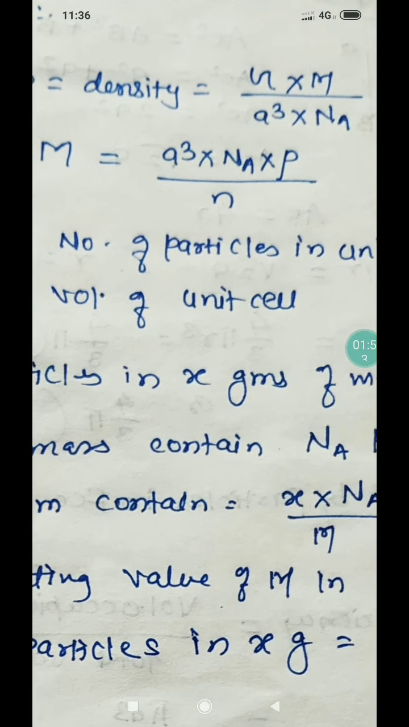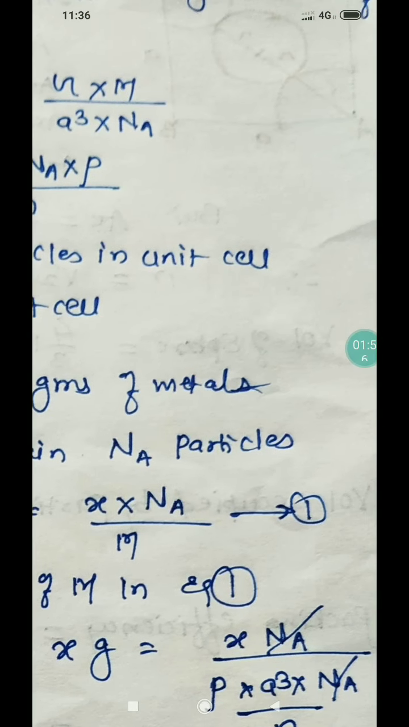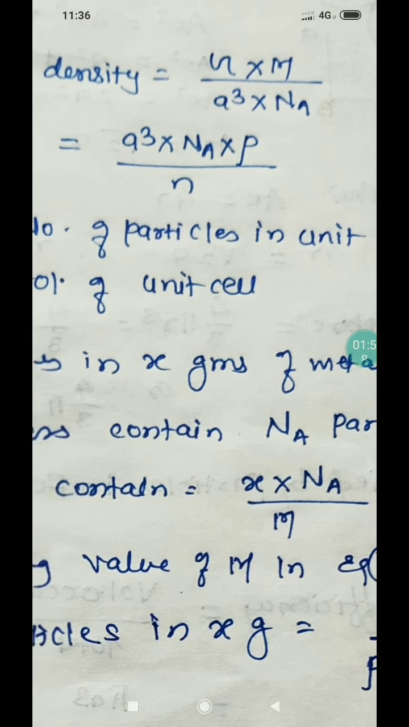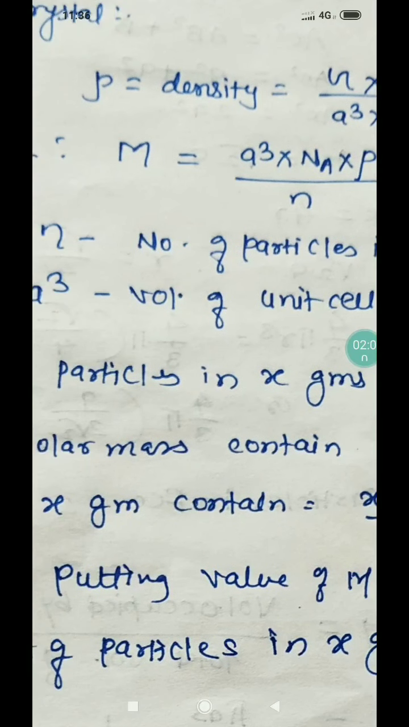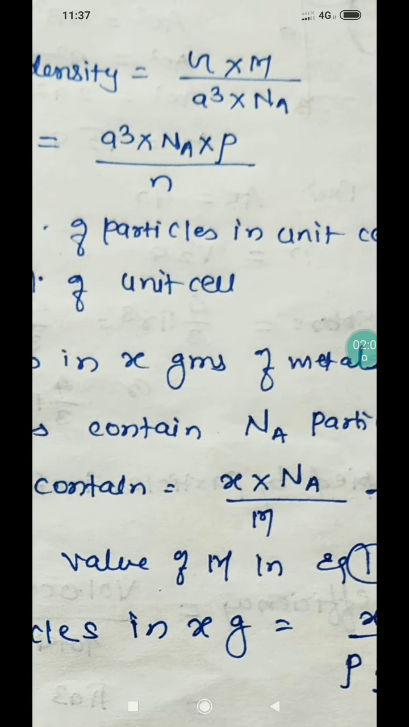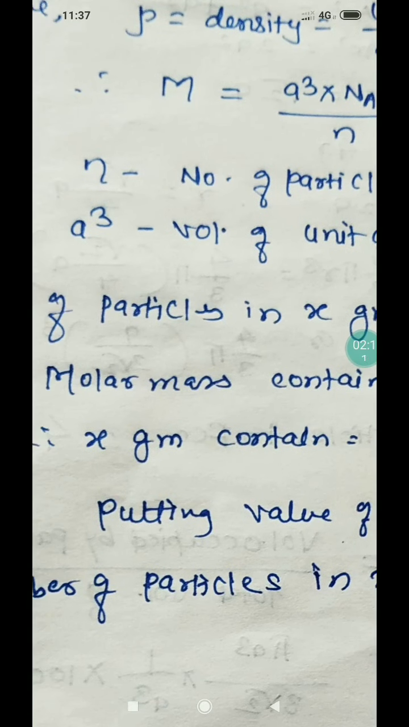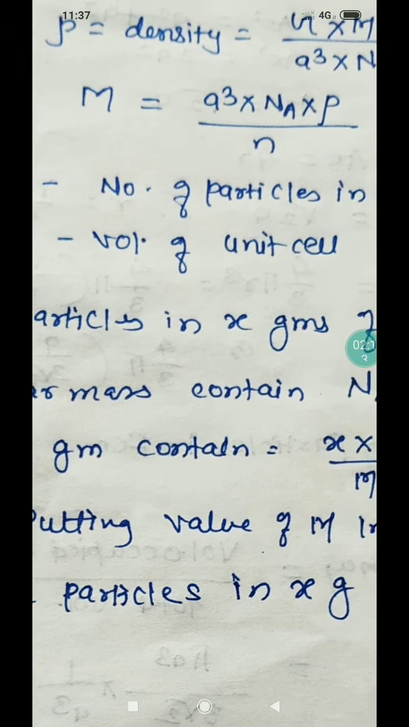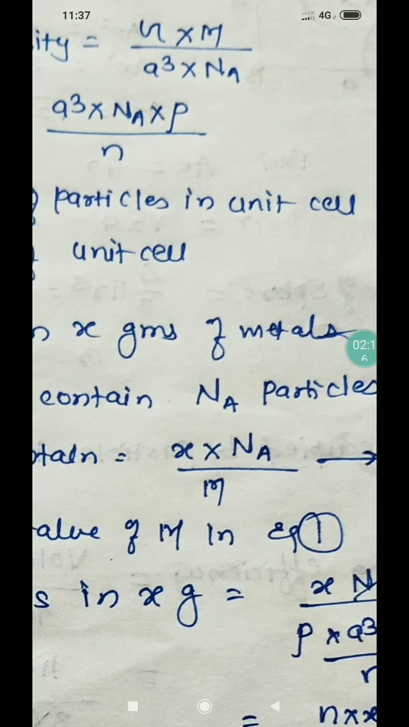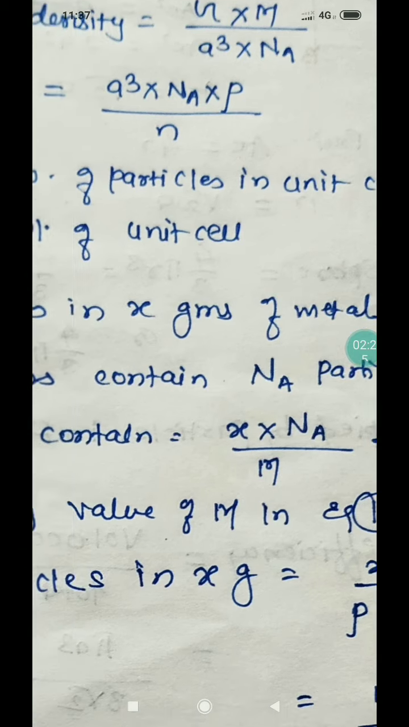So the molar mass contains Na particles, that is Avogadro's number. That means one molar mass means 1 mole, and 1 mole contains 6.022 into 10 to the power 23 particles, atoms, or ions or molecules. So here x grams of metal contain x into Na divided by molar mass. That means M contains Na, so x contains Na multiplied by x divided by M.